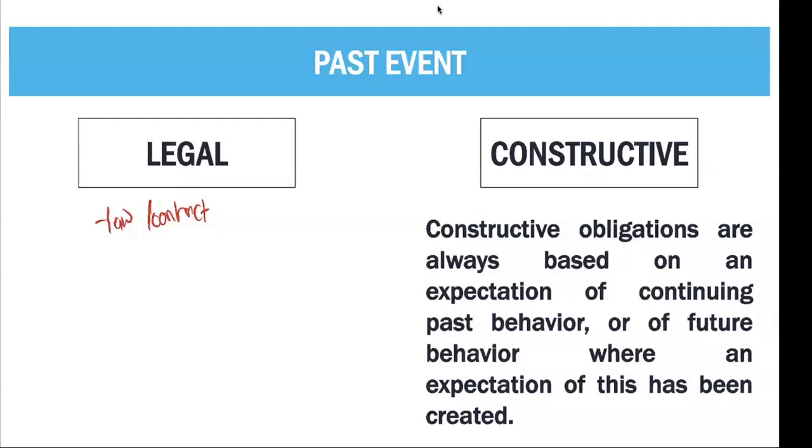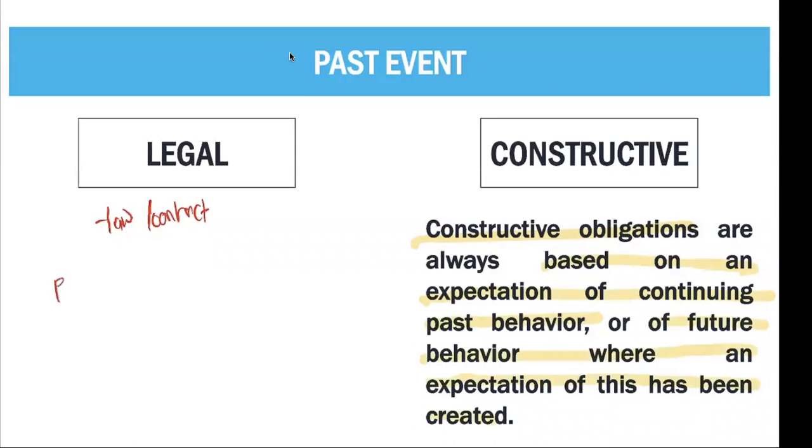Furthermore, a past event can either be a constructive event. We already know, and it's basic to know, that most of our obligations come from law, contracts, or the other sources of obligation as to a legal obligation. However, what is new in your accounting here as to a past event is a constructive past event. So you can have a constructive obligation out of a past event. So what is a constructive obligation? A constructive obligation is based on an expectation of continuing past behavior or of future behavior where an expectation of this has been created.